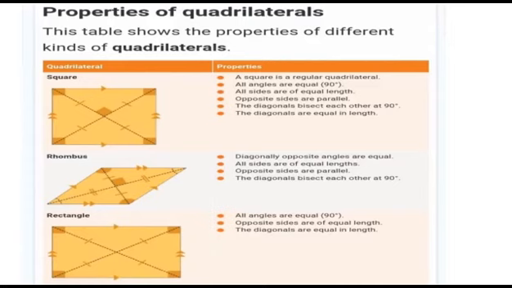First up is a square. A square is a regular quadrilateral. You have learned in your class 8th, regular quadrilateral means all the four angles are equal as well as all the four sides are equal. That means this side, this side, this side, this side, they are all equal, as well as this angle, this angle, this angle, and this angle. All the four angles are equal.